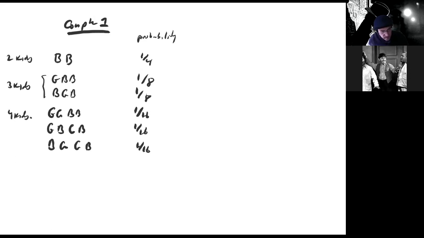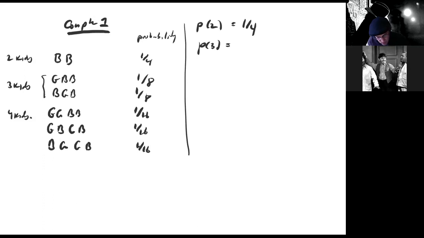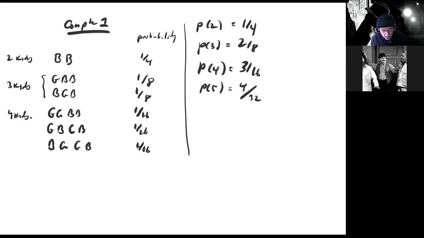So now what is the PMF in this case? The PMF is P of 2 is a quarter, because there's only one case of two kids, BB, and that's probability 1/4. P of 3 is an eighth plus an eighth, which is 2/8, which is a quarter, but I'm going to write it as 2/8. P of 4 is 3/16, and P of 5 is 4/32. You see the pattern.